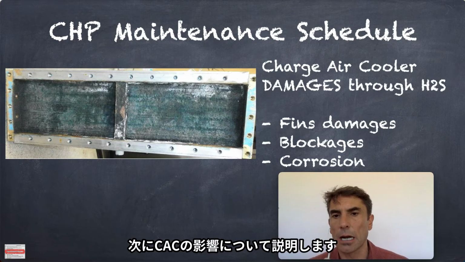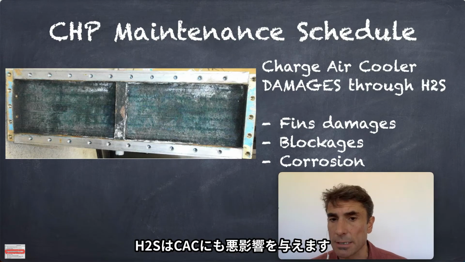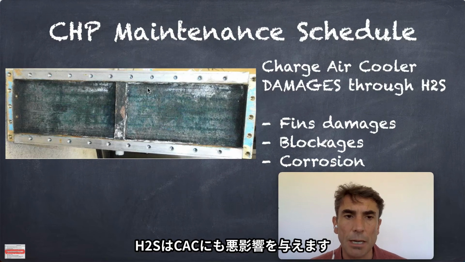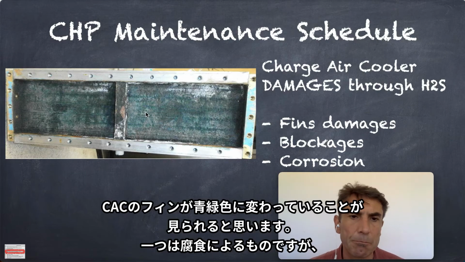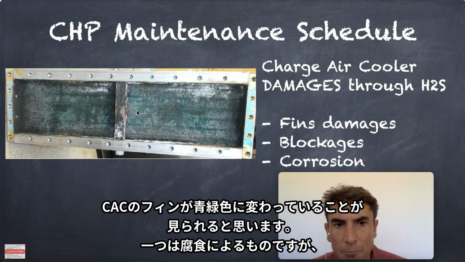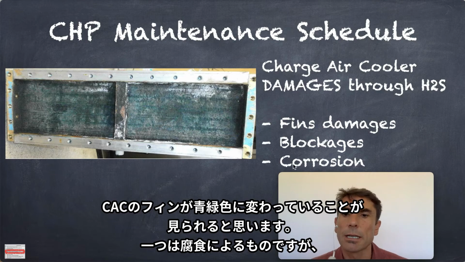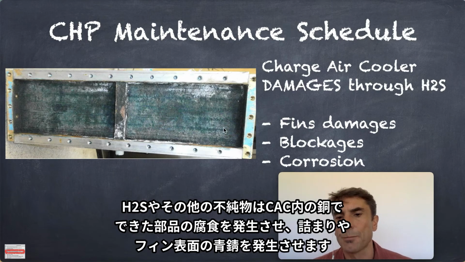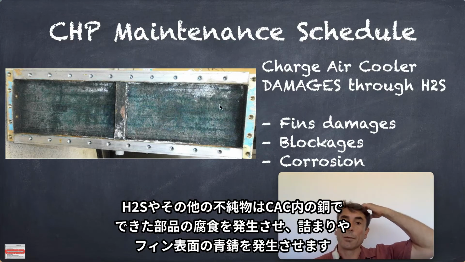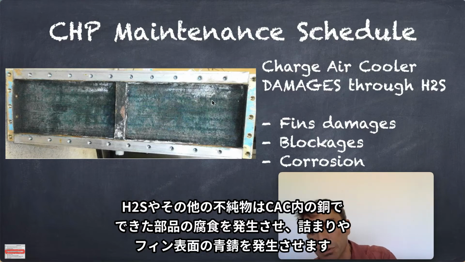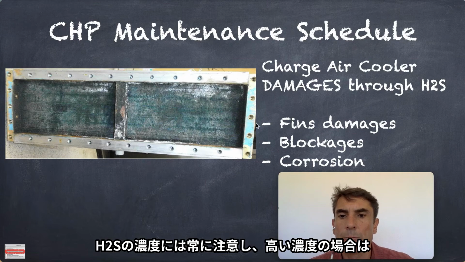So the next thing is the impact on the charge air cooler. The H2S can have a big impact on the charge air cooler. You can see the green-bluey color change. That's one thing, it is corrosion. So with a high condensate content and H2S, we can get corrosion of the copper elements in the charge air cooler. Through that we can get blockage and damage on the thin fins or the thin channels, and then this gets blocked.